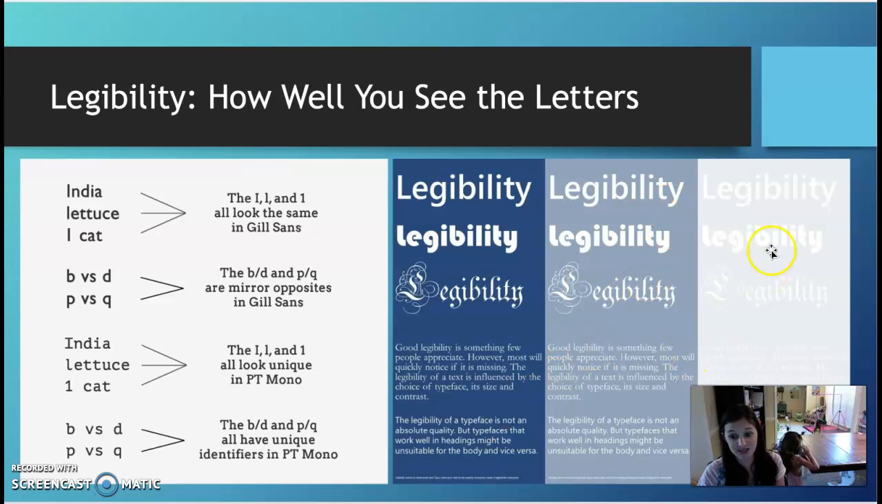Obviously, the colors that you use affect that as well. This is very easy to read based off of the color differences. This is very hard to read.